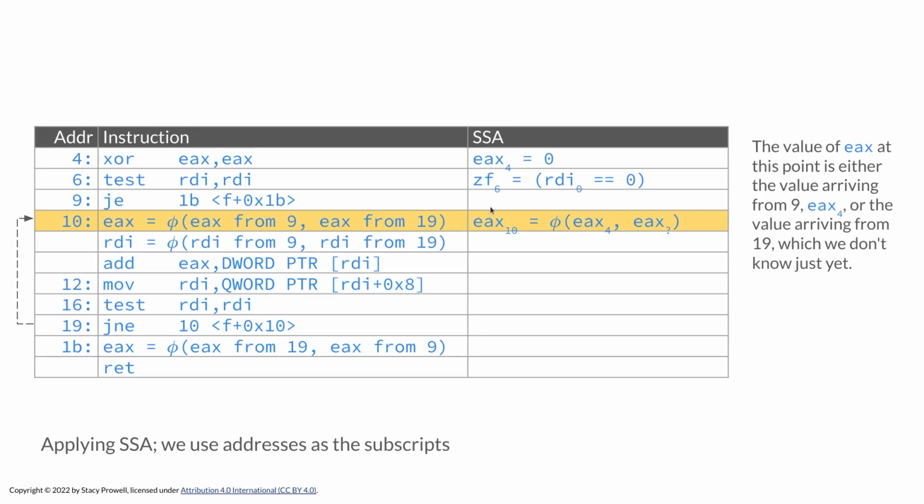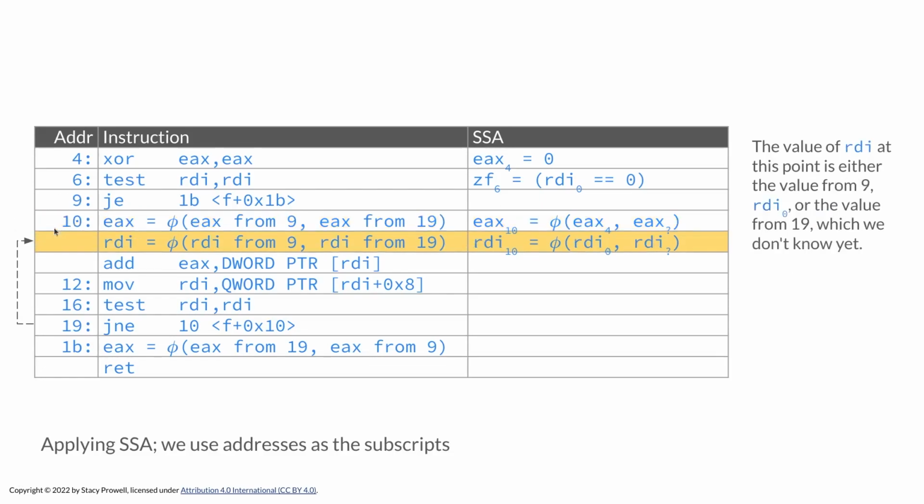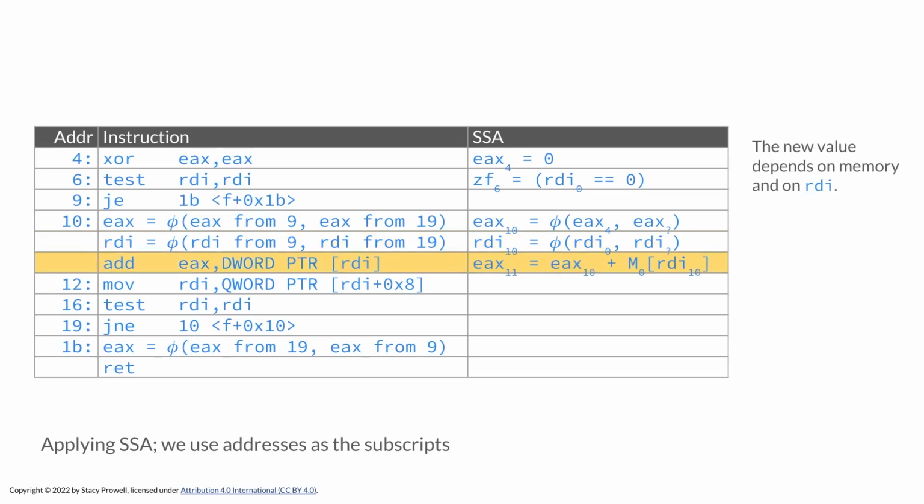This is going to be EAX 10. That's what I'm setting here, because it's at address 10. I do the same thing for RDI. And so I know one of them, RDI sub 0. I don't know the other one, but I know this is going to be RDI sub 10. Now I'm going to add EAX and the contents of memory at address RDI. Aha! Now we have that memory problem I mentioned to you before. How are we going to deal with that? Just like I described. We're going to have an M sub 0. That's the memory state as it comes to us. And we're going to reference it, we're going to index it with RDI sub 10, because that's the value of RDI at this location.